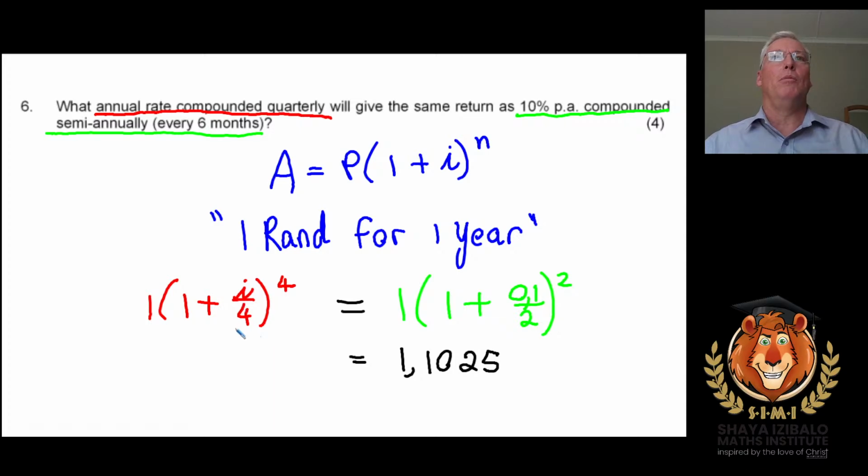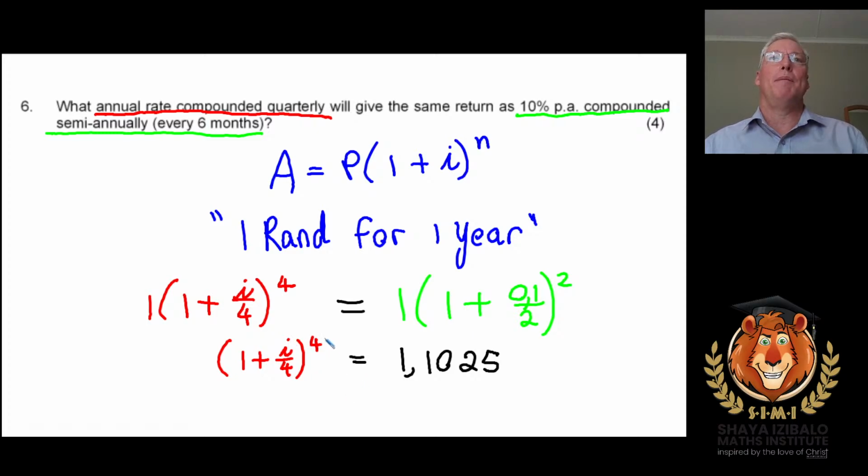And I've only got one variable left in this equation. So on the left-hand side, I've actually got (1 + i/4) to the power of 4, right? I can take the 4th root. It's one way of thinking about it. Or I could raise both sides to the power of a quarter.